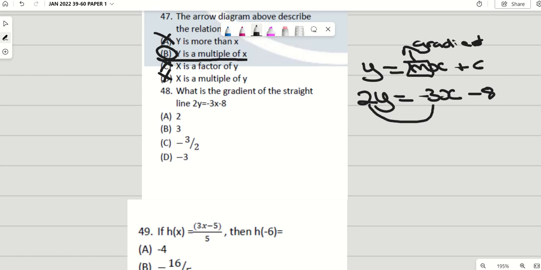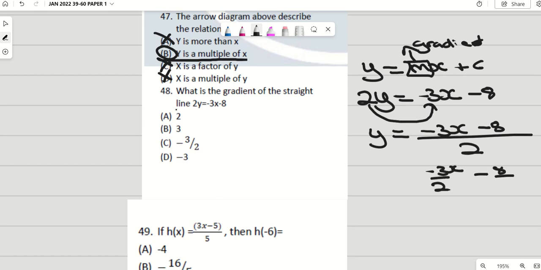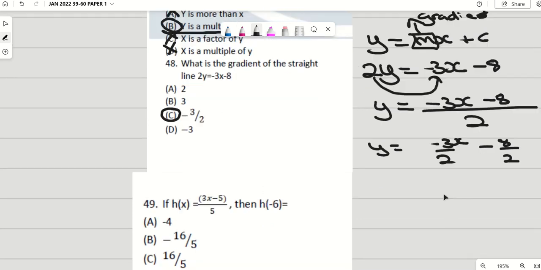So you're going to carry across 2. Now, if you carry across multiply by 2, everything is going to turn to divide by 2. So it's going to be y is equals to minus 3x minus 8 all divided by 2, which when we separate, this is minus 3x over 2 minus 8 over 2. This is what y is equals to. We want the coefficient of x. What is in front of x? Minus 3 over 2. So the answer would be C. C is your answer for number 48.